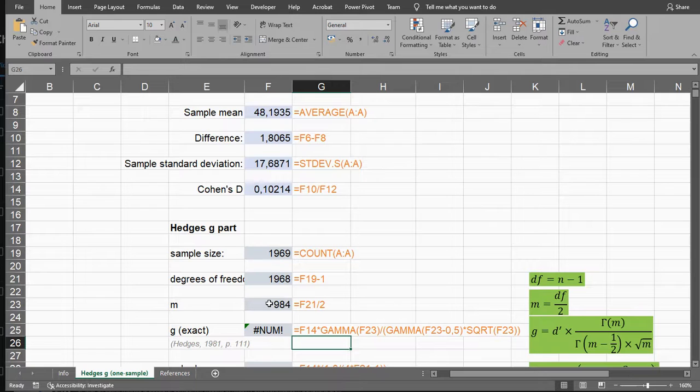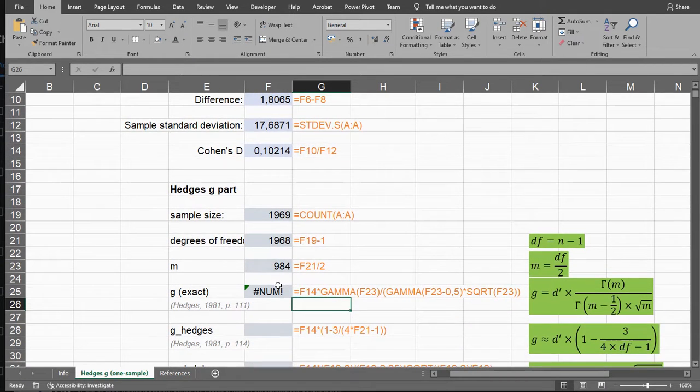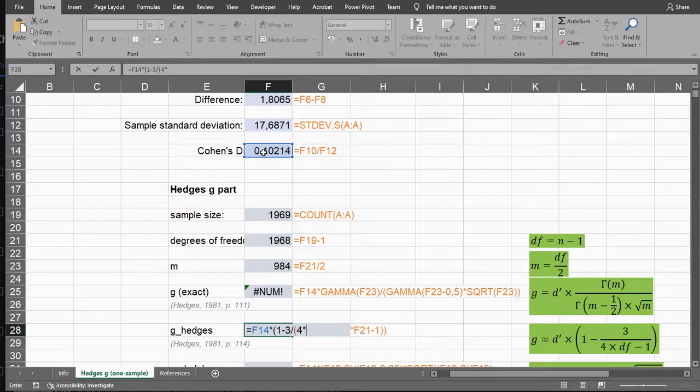Now luckily, Hedges actually took this into consideration, and he came up with an approximation, and he said, well, what you could do instead, and it's probably also easier and still good enough, you take Cohen's D and multiply it with 1 minus 3 divided by, open a set of parentheses, 4 times the degrees of freedom minus 1, and then we close everything, and that's a good enough approximation.